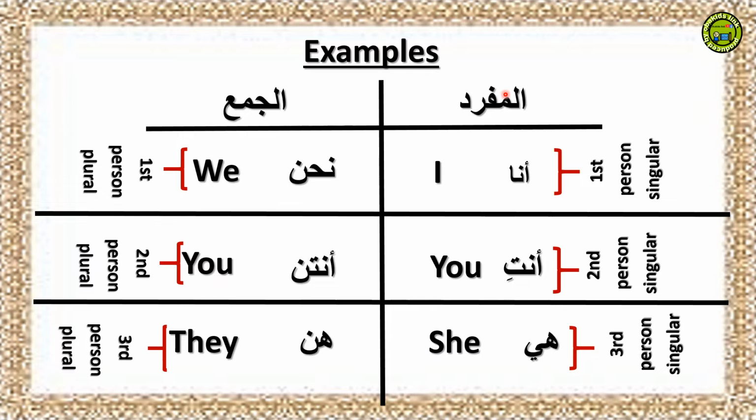المفرد singular, الجمع plural. Ana means I for the first person singular. Nahnu means we for the first person plural. Anti means you for second person singular. Antunna means you for second person plural. Hiya means she for the third person singular. Hunna means they for the third person plural.